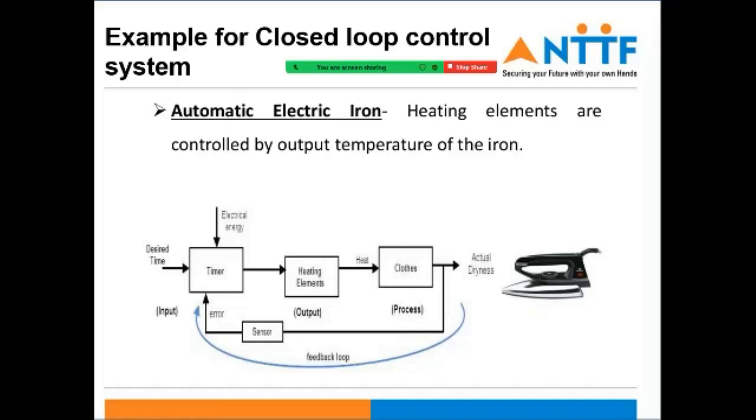I am not turning off the iron box. Automatically, when the temperature is exceeding or reducing, I can install one sensor to measure the temperature, and it continuously reads. For silk cloth, a particular temperature is required. If it goes above or below the preset range, automatically the iron box will be turned off.